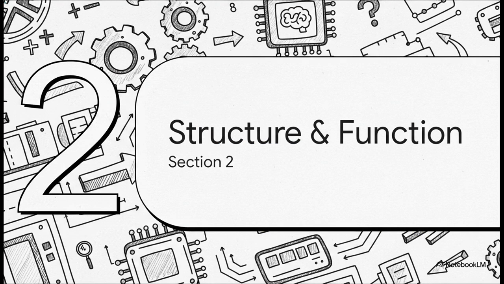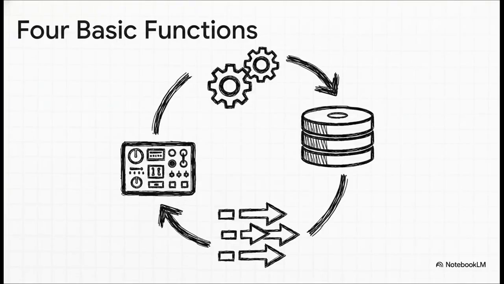Moving right along, Section 2. Computer structure and function. Before we continue our top-down zoom to look at how a computer is actually built, we need to understand what it actually does. Despite the immense, almost incomprehensible complexity of modern machines, we're talking billions of parts here, their entire purpose boils down to 4 elegantly simple functions.